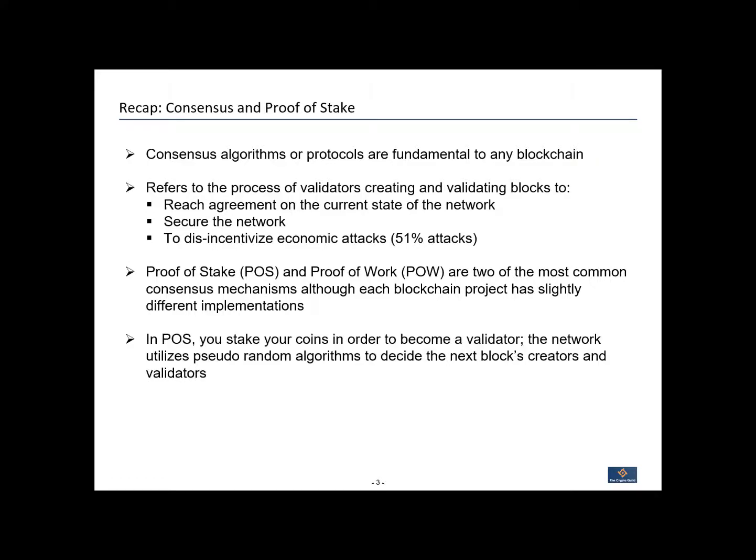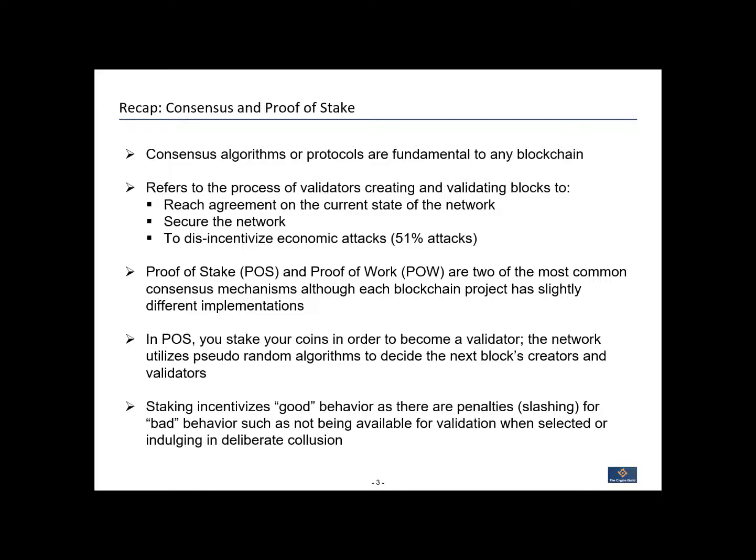And then specifically in proof of stake, you stake your coins in order to become a validator. The network utilizes a certain pseudo-random algorithm to decide the next block's creators and verifiers. And as we just discussed, staking incentivizes good behavior as there are penalties, also known as slashing, for bad behavior, such as not being available for a validation when selected or indulging in deliberate collusion. So guys, that was a basic understanding of consensus and of what proof of stake is.